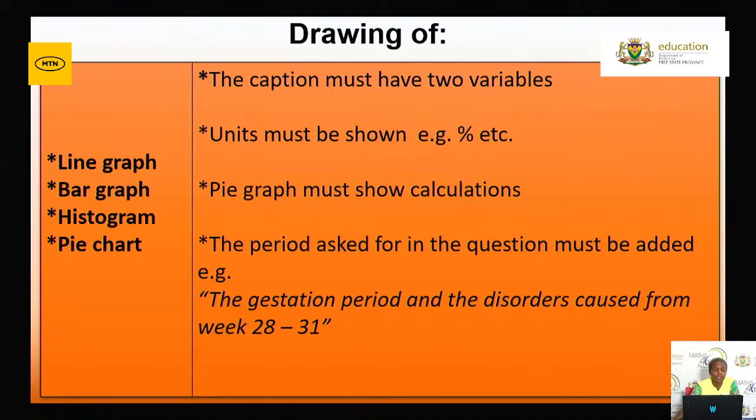Another thing still on the skills under the graphs: the period asked for in the question must be added. For example, let us say that they ask you to draw a pie graph or a bar graph or line graph which shows the gestation period and the disorders caused, maybe from 28 weeks to 31. Just make sure that in your caption, you also show those weeks.